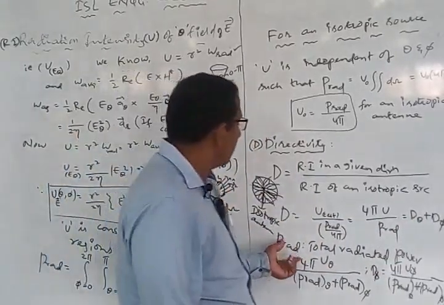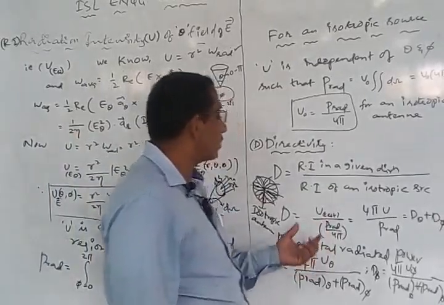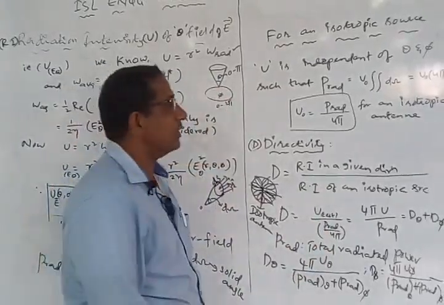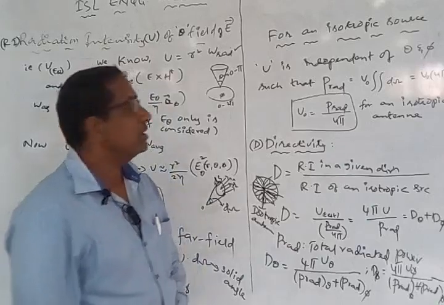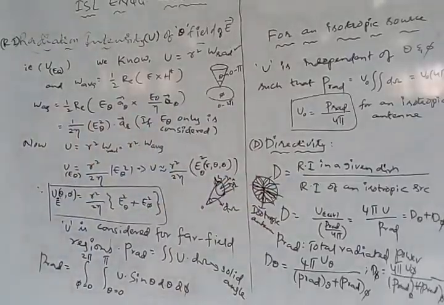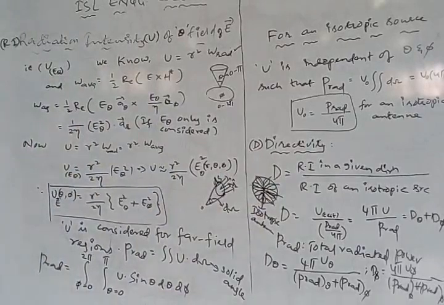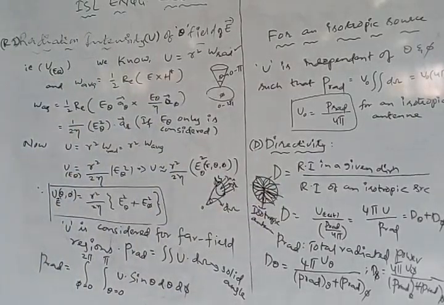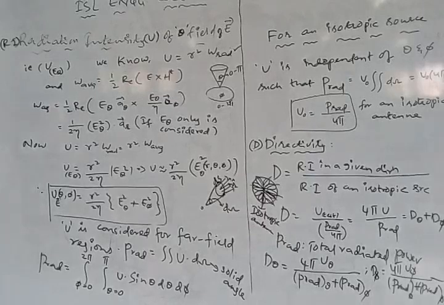Right. Now what is P radiation? This is called the total radiated power by a transmitting antenna. So this is regarding the various parameters like radiation intensity, directivity of an antenna, and radiation intensity of an isotropic source, which are going to be very, very important for the examination.